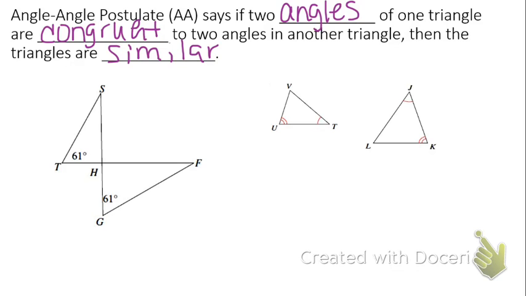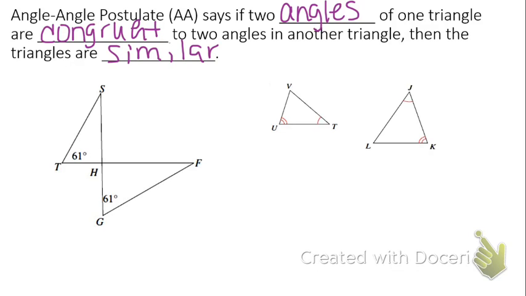So if we only know two angles, we know every triangle adds up to 180, so if you know two angles, you automatically know that the third angle is also congruent. But here we don't know anything about the sides, so we don't know if the triangles are congruent, but we can assume that they're similar, so they're proportional.